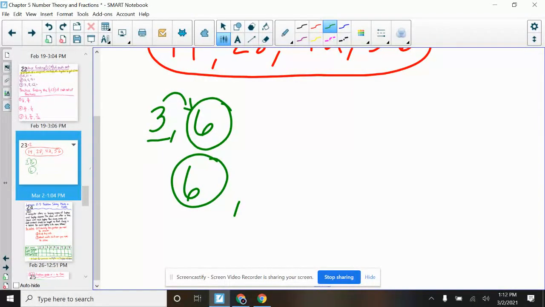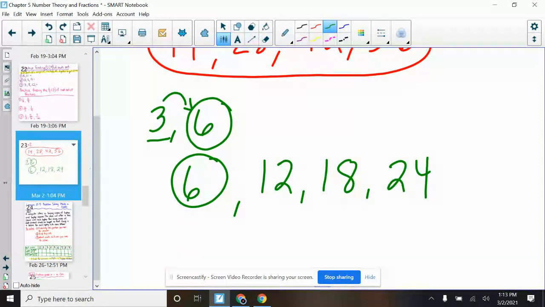So if the first one's 6, what would 6 more be? 12. So there's your second one. What would 6 more from that be? 18. So there's your third one. What would 6 more from that be? 24. There's your first 4 common multiples. Okay? Questions on this?